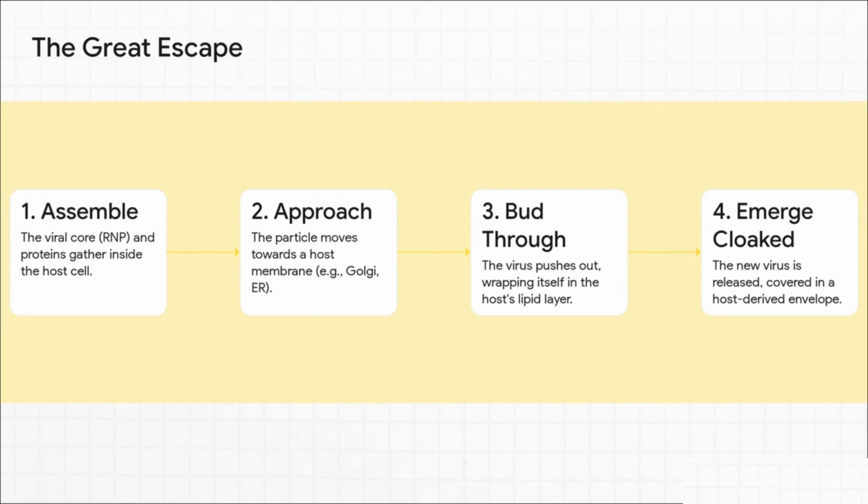So how does this heist go down? It's a pretty cool process. First, the core of the virus gets assembled inside the cell. Then it drifts over to one of the cell's own membranes. From there, it just pushes its way through, almost like blowing a bubble. And as it pushes out, it wraps itself in that membrane. And voila, it emerges on the other side, totally cloaked and ready to go.